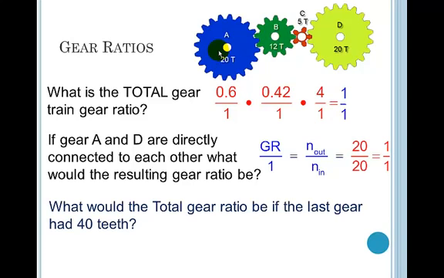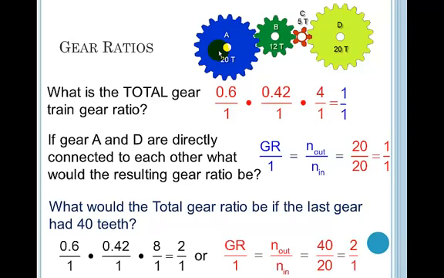So what would the total gear ratio be if the last gear had 40 teeth? It would be output 40 divided by the input 20. That works out to be a ratio of 2 to 1. So when they're all on different shafts, you can do it that way. You don't have to go through all the intermediate steps. Please notice that is only when they are all on different shafts.